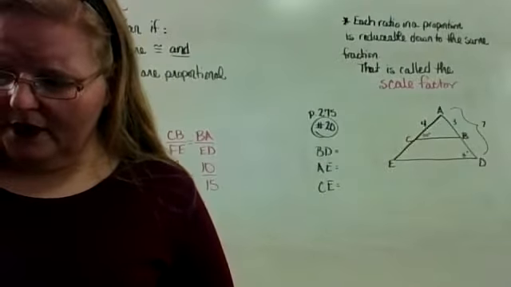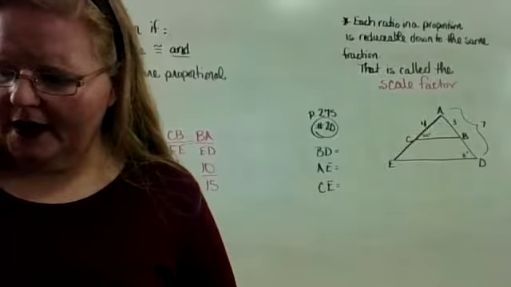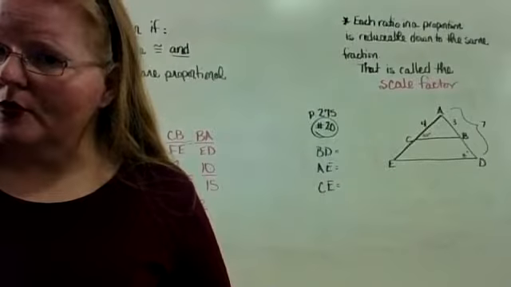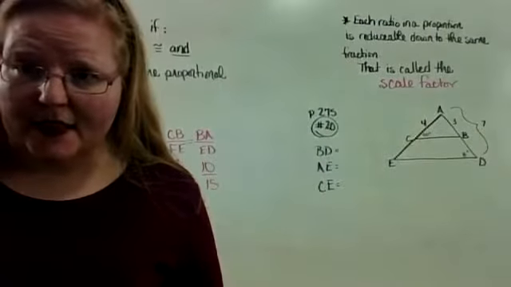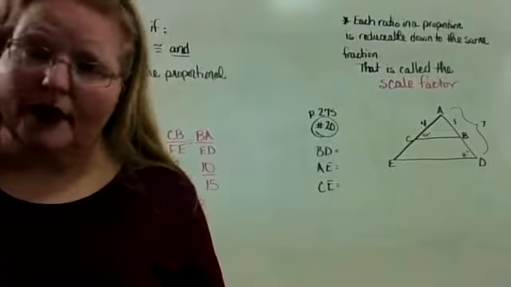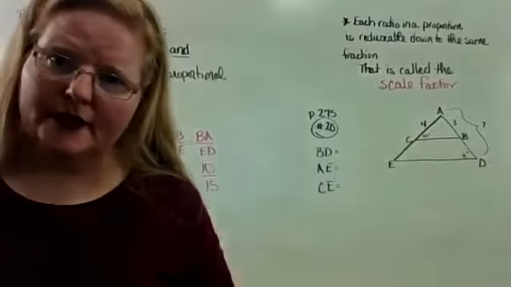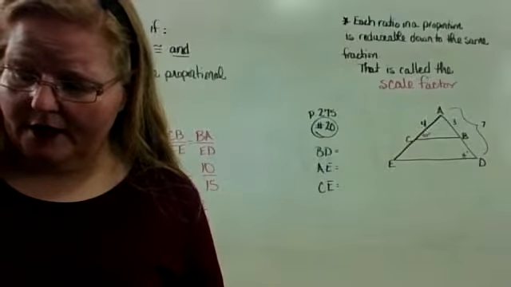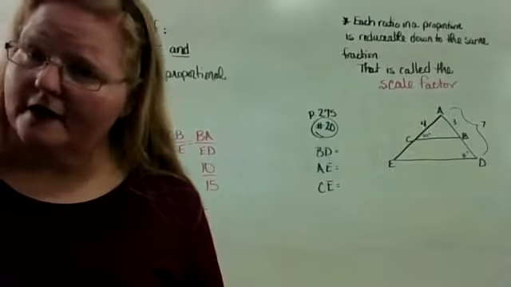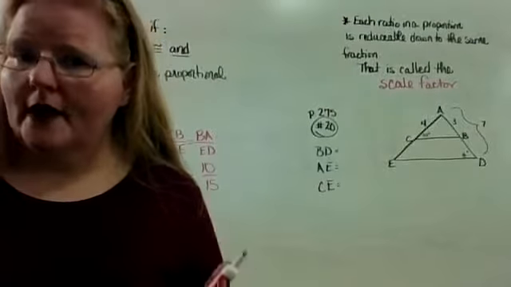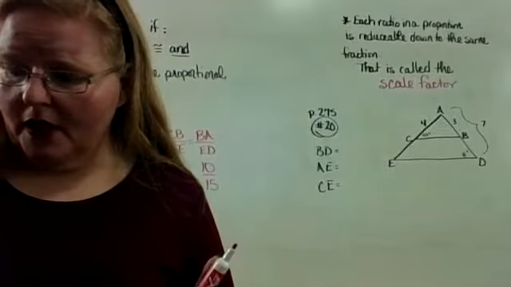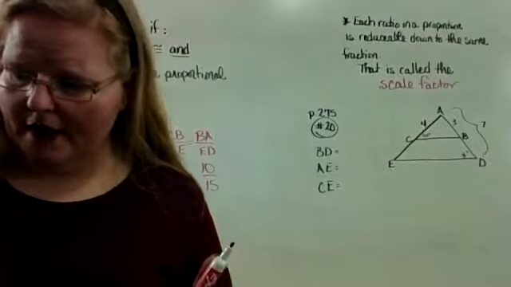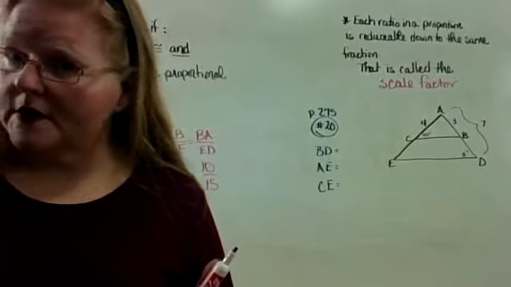You can tell that the scale factor between KL and YZ is probably 2 to 1. We don't know that that's the case because they didn't tell us what those two lines were, but let's just say that it's 2 to 1. But the scale factor between LM and ZW has to be 1 to 1. We know that one has to be 1 to 1 because it's the exact same line on top as the exact same line on the bottom, because they're congruent.